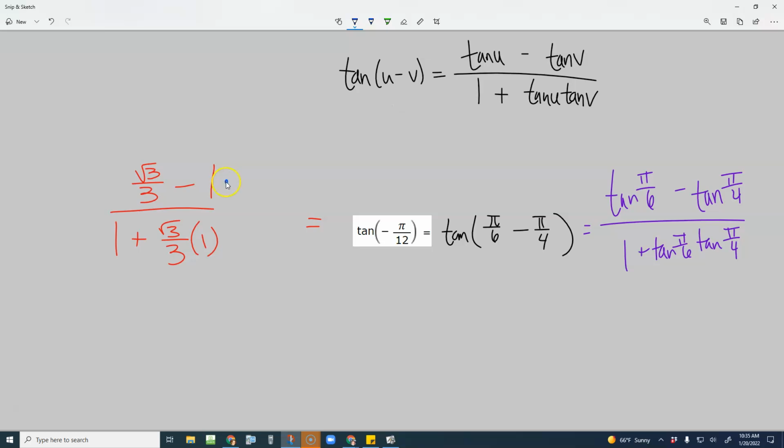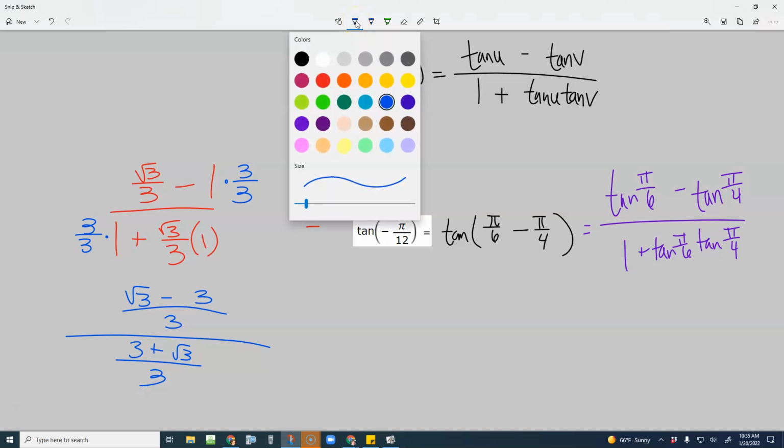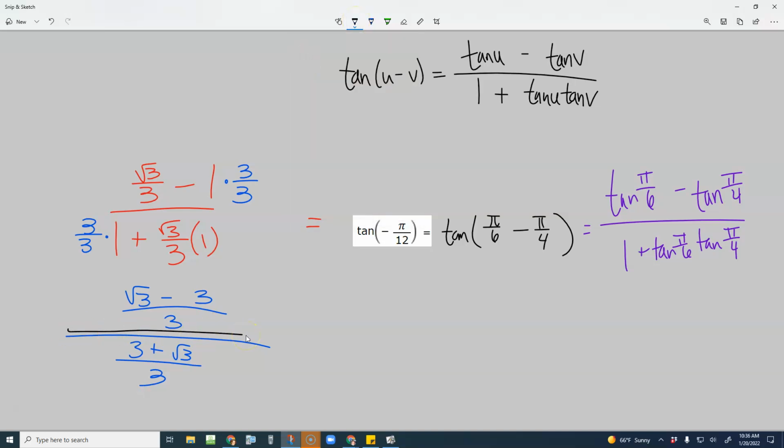The other thing you could do is get thirds everywhere if you don't want to use the trick of multiplying top and bottom by a big fat 3. And I would end up with root 3 minus 3 all over 3, all over 3 plus root 3 all over 3. And when I have fractions, division of fractions is multiplication of reciprocals, which I get some nice reducing that happens.